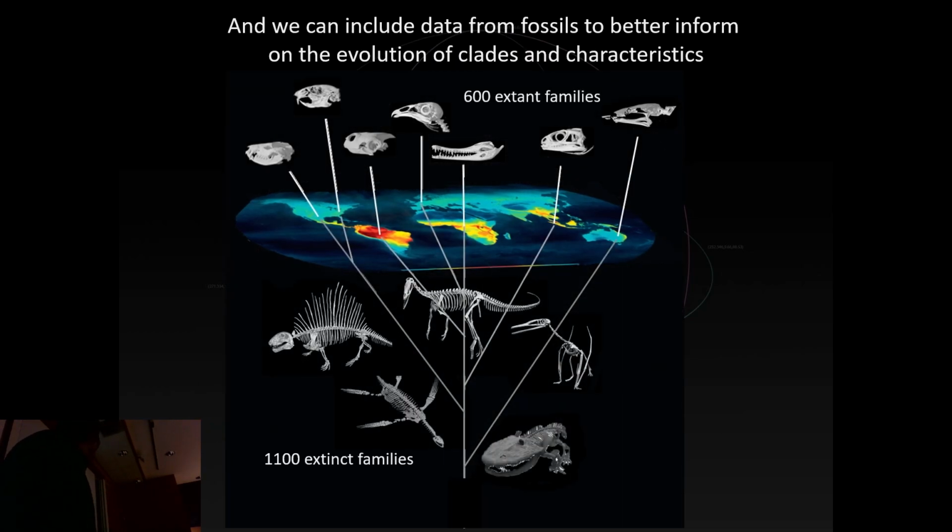Thanks to the in-house collections of many museums and institutes, we can have access to tons of fossils. As you can see in this example, there are more extinct families than extant families in the mammals and tetrapods, which shows the importance of using fossils. By utilizing fossils, we can better understand evolution in deep time. I think like what Christy just mentioned, using fossils is very important.